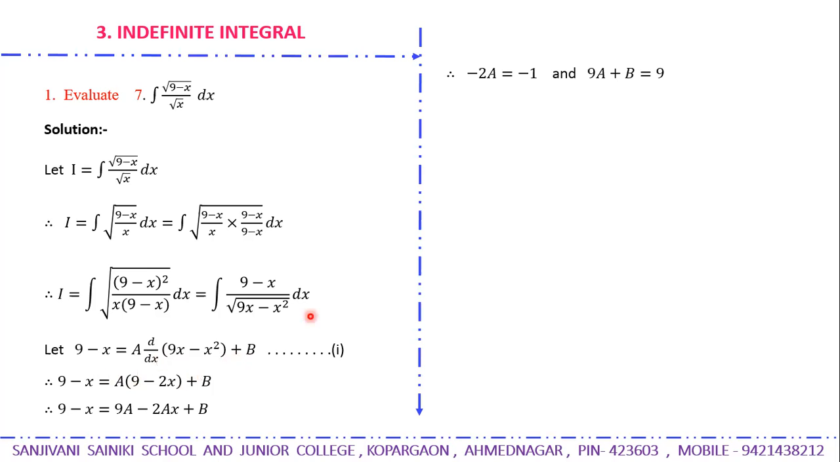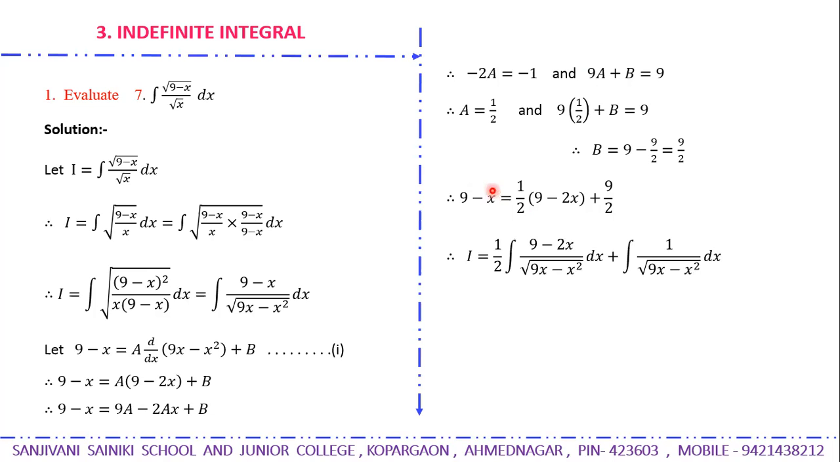Equating the like terms from both the sides, you get a is equal to 1 upon 2, and putting a is equal to 1 upon 2 in the second equation, you will get b is equal to 9 upon 2. So I can write 9 minus x as 1 upon 2 times (9 minus 2x) plus 9 by 2. Therefore I is equal to 1 upon 2 times the integral of (9 minus 2x) upon root 9x minus x square plus the integral of 1 upon root 9x minus x square.